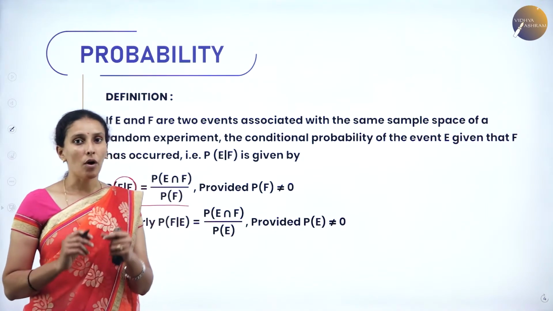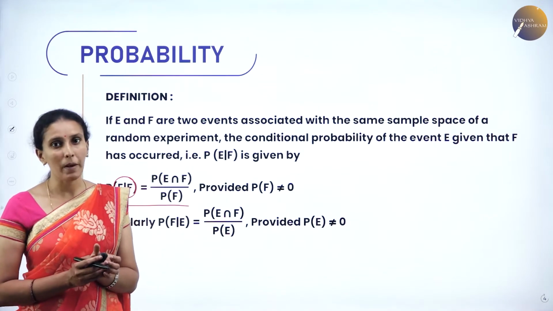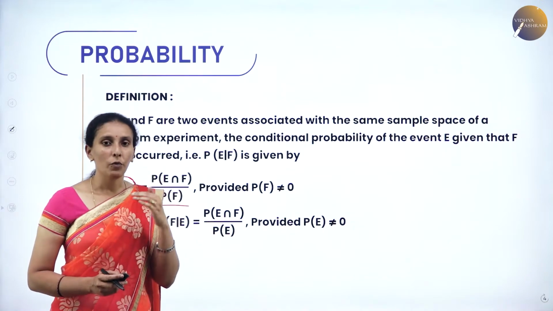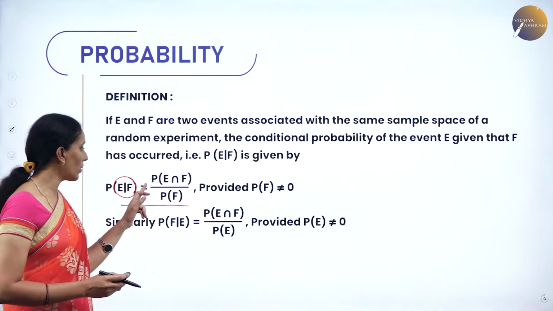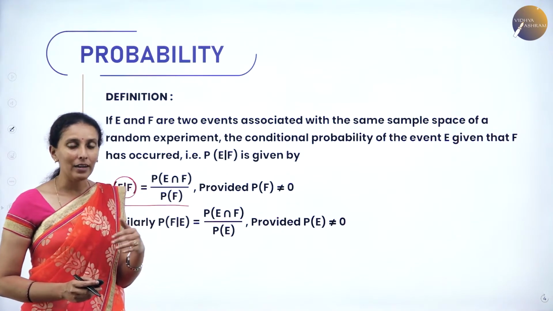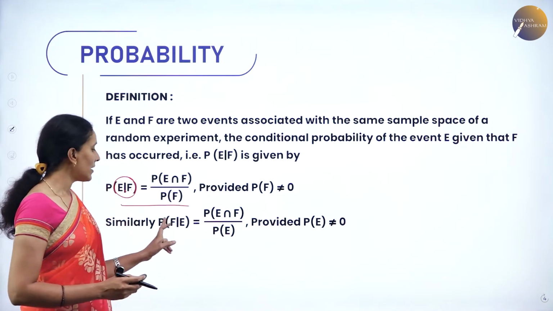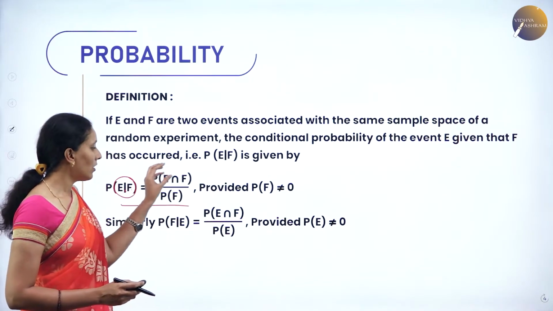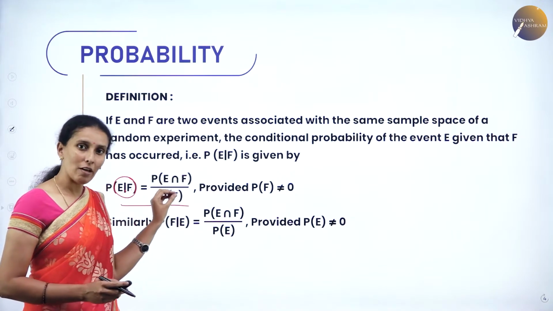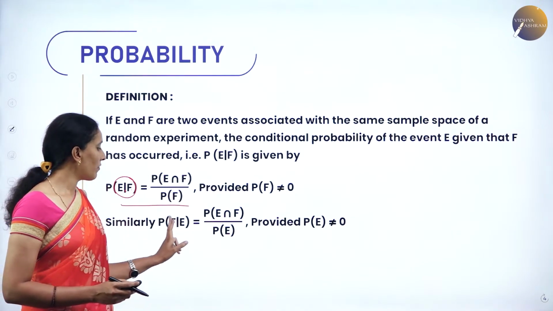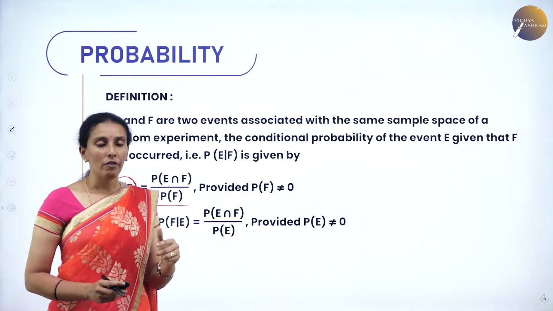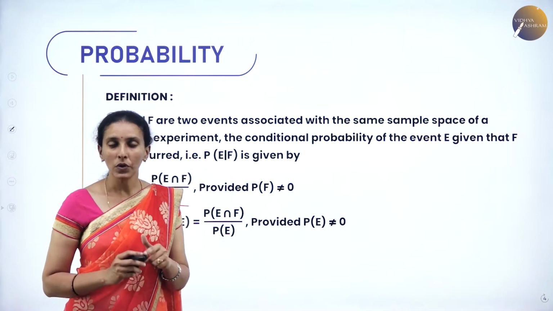So this is the formula to find out the conditional probability. When we say E has to be calculated where F has already occurred, it is denoted by E over F. When I say F has to be calculated when E has already happened, we say F over E. And here the formula differs. For E over F, it is P of E intersection F by P of F. And for P of F over E, we have P of E intersection F divided by P of E, provided the denominator cannot be equal to 0.